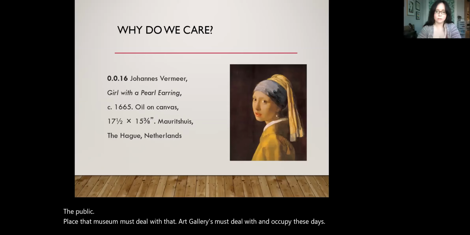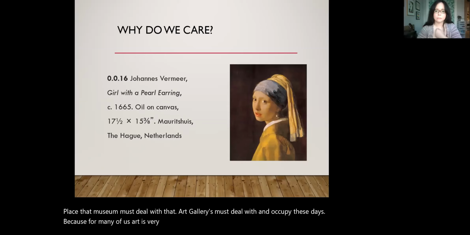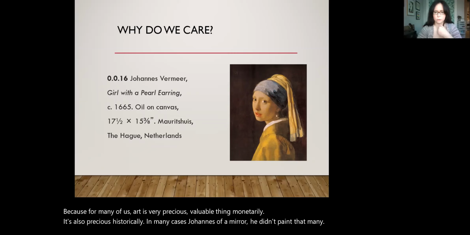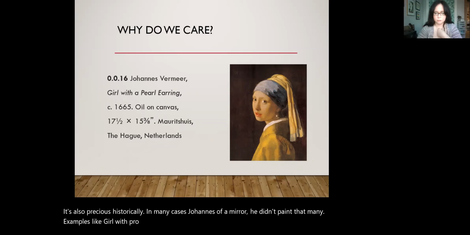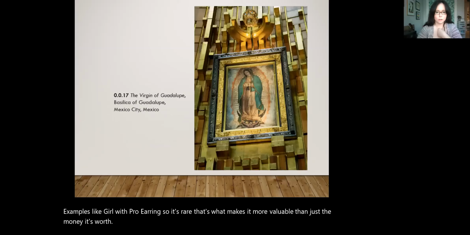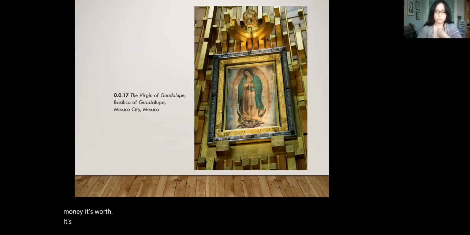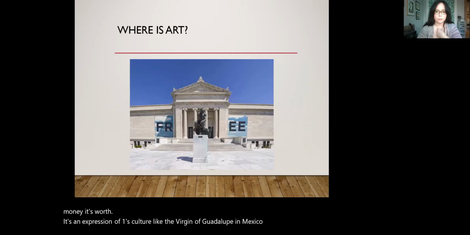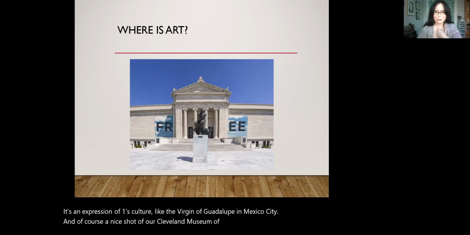Because for many of us, art is a very precious, valuable thing monetarily. It's also precious historically. In many cases, like Johannes Vermeer, he didn't paint that many examples like Girl with a Pearl Earring. So it's rare. That's what makes it more valuable than just the money it's worth. It's an expression of one's culture, like the Virgin of Guadalupe in Mexico City. And of course, a nice shot of our Cleveland Museum of Art there with the Thinker, which, if you may know or may not know, was bombed in 1970.